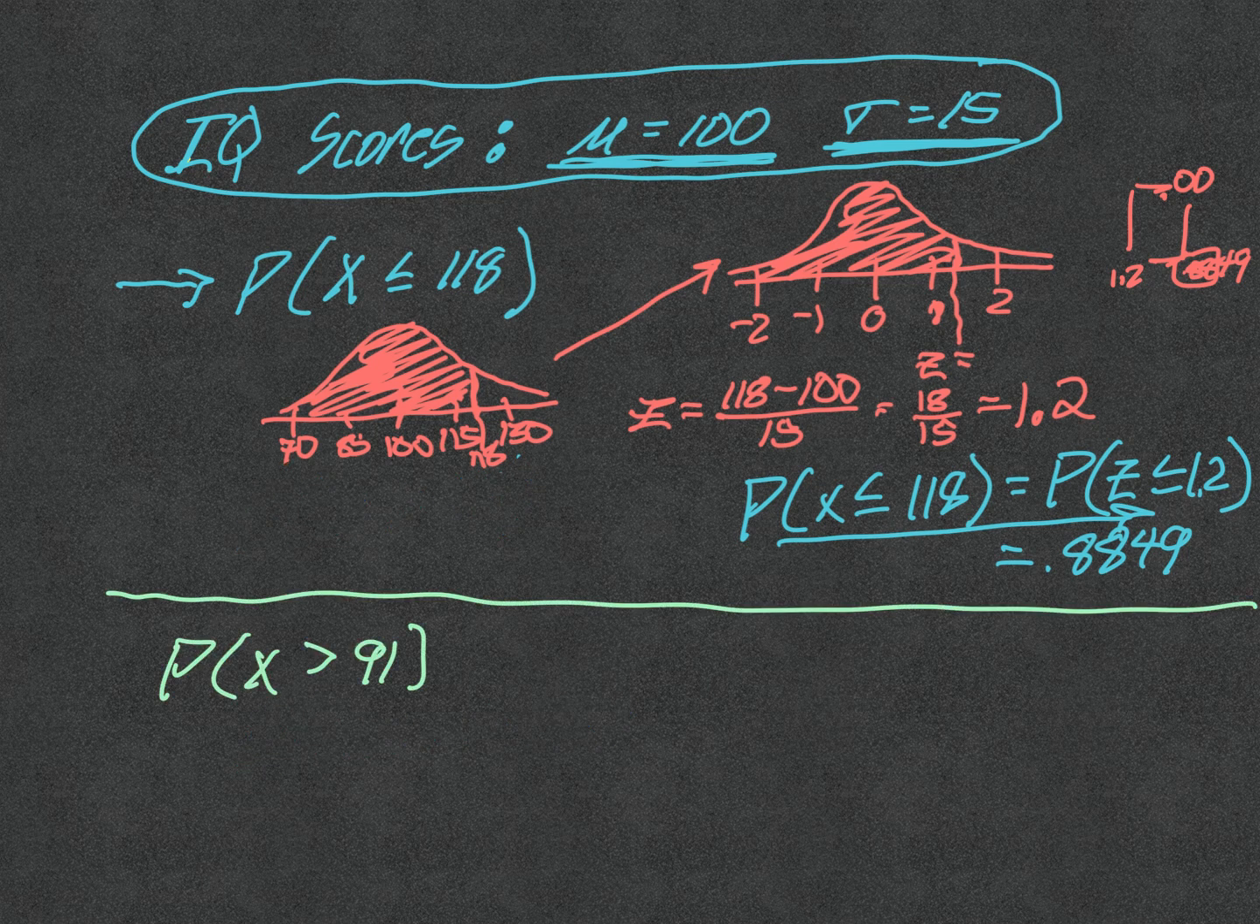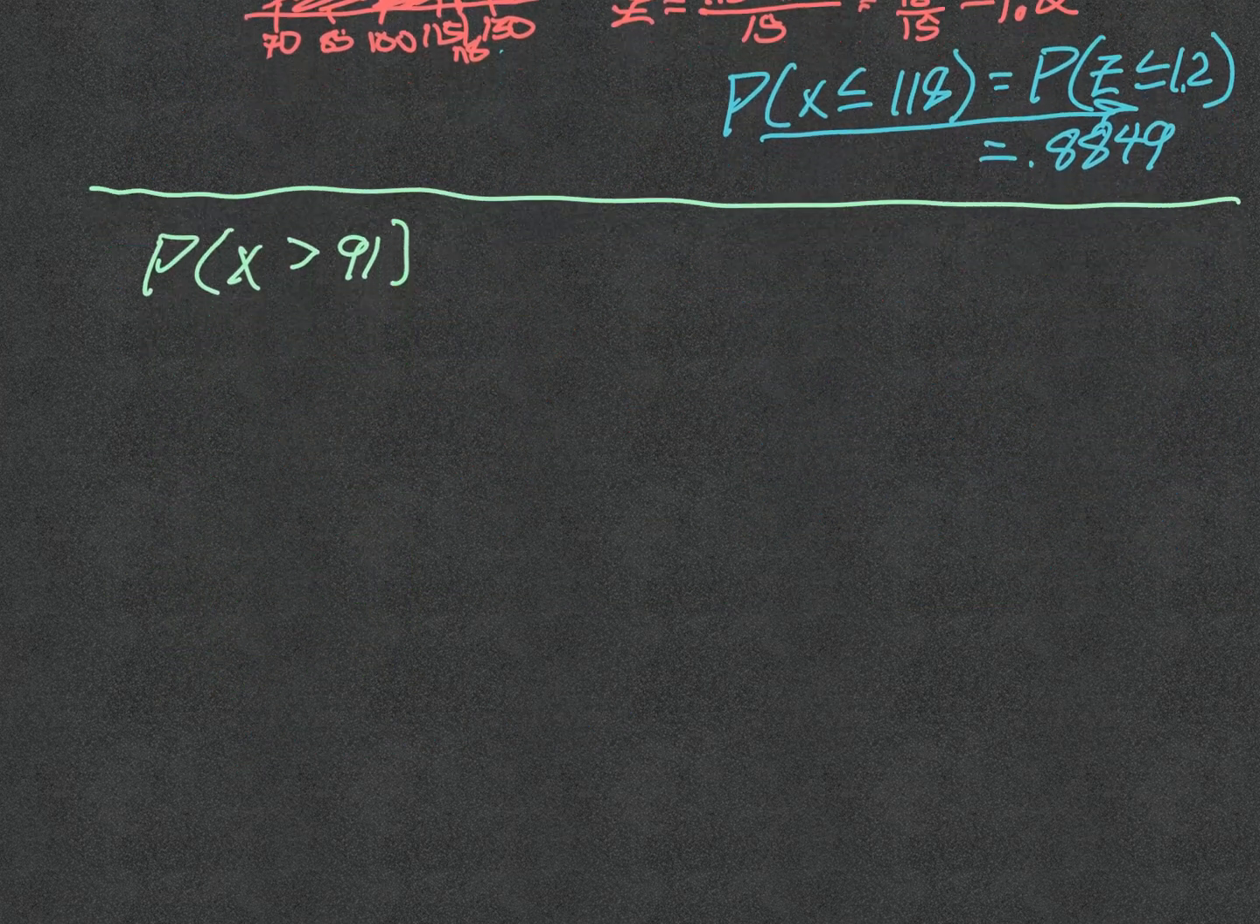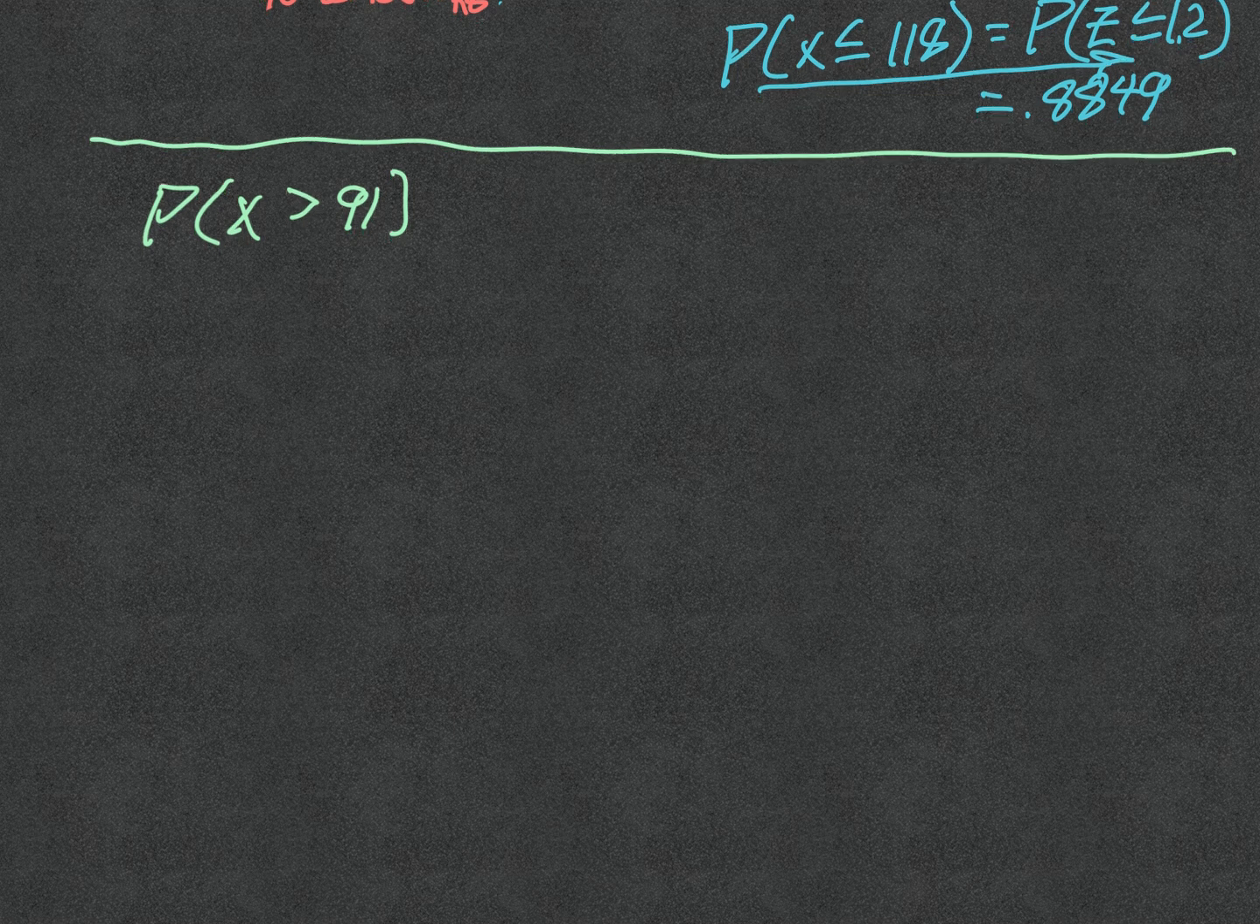Okay, the next problem is the probability that x is greater than or equal to 91. So I can draw a picture of that. I have a normal curve. This is the Wechsler test. So the mean is 100. Standard deviation is 15. And I know 91 is between 85 and 100. So right about there. So the probability I'm looking for is that.